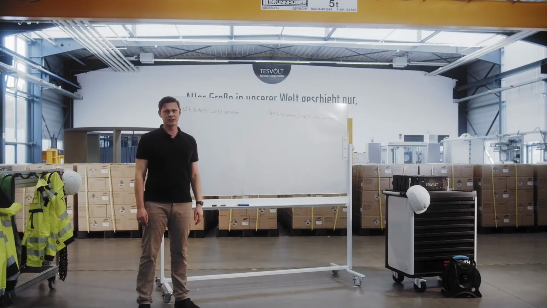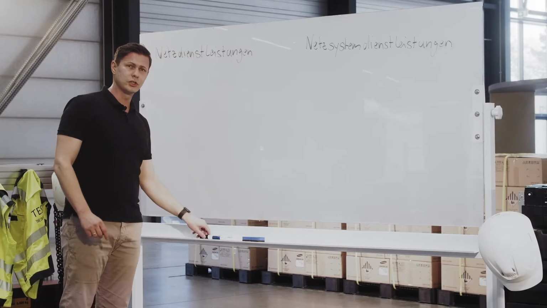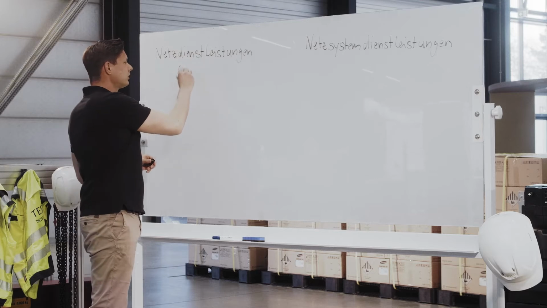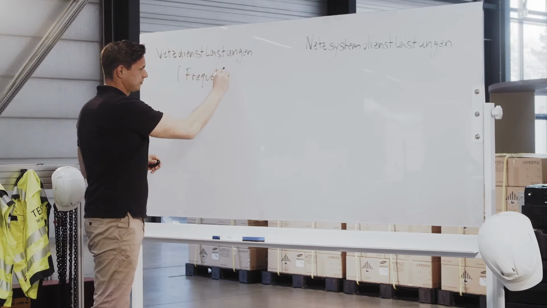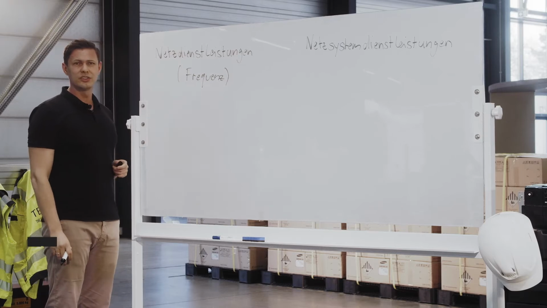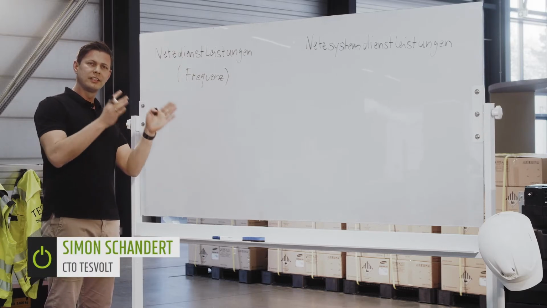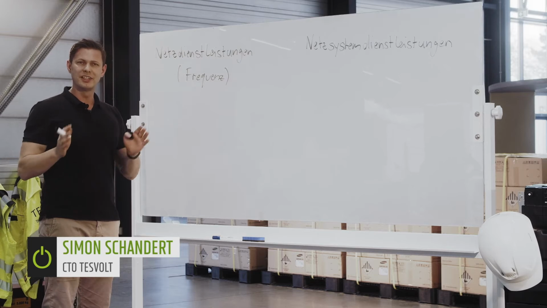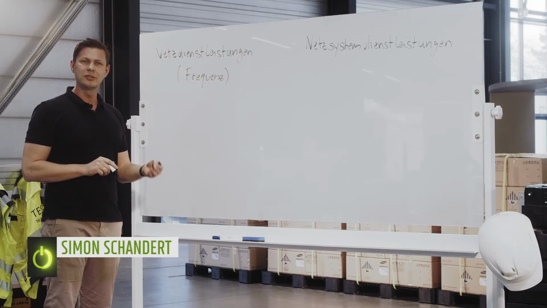In the following video, I would like to explain the difference between ancillary services and grid system services. Ancillary service means stabilizing the frequency in the grid. The transmission grid operator is responsible for this. The operator is responsible for stabilizing generation and consumption in the grid. They do this using 3 different methods.